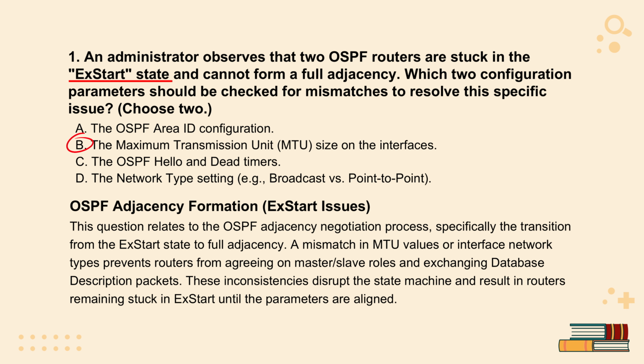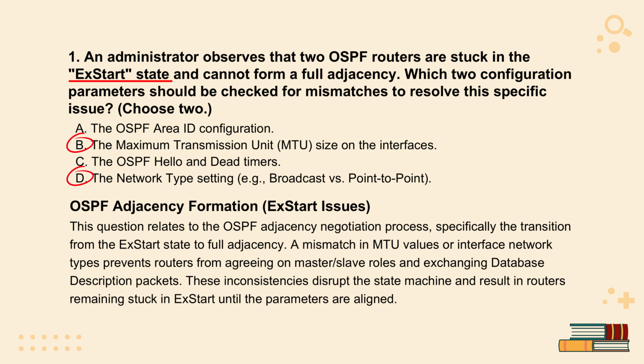They can't calibrate. So what's the second critical mismatch then? The second one is the network type setting. OSPF needs to know if it's on a broadcast network or a point-to-point link. If you have one router configured for broadcast and the other for point-to-point, they have totally different ideas about who should be the master and who's the slave in that exchange. So they can't even decide who talks first. Exactly. And the adjacency just stalls out indefinitely. They have to agree on the size of the conversation and the hierarchy before anything else happens.